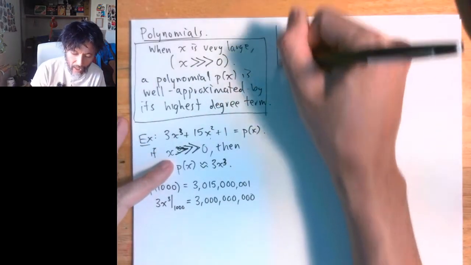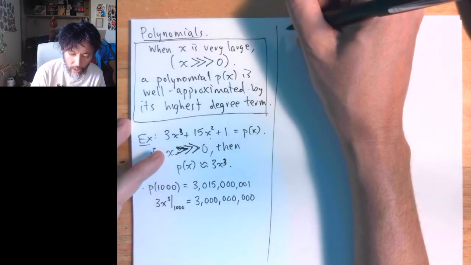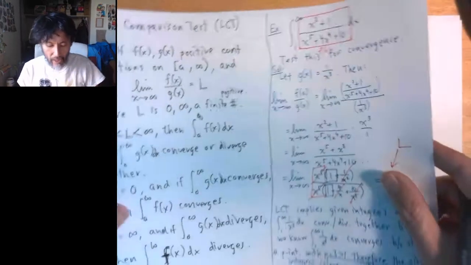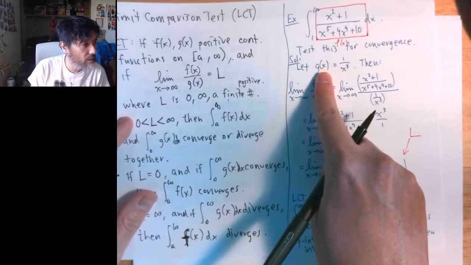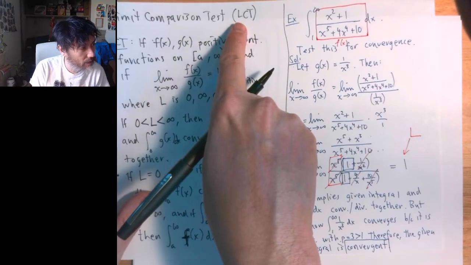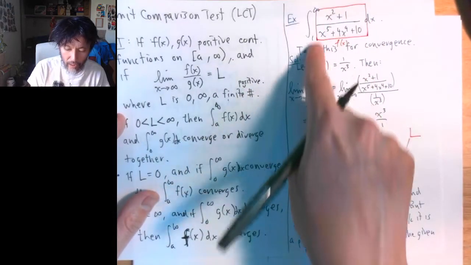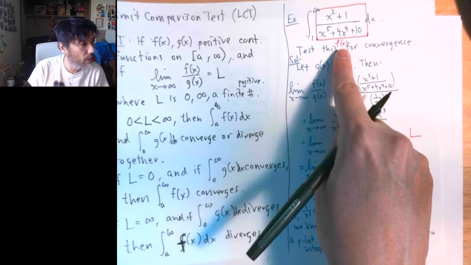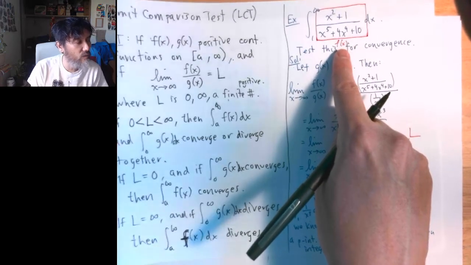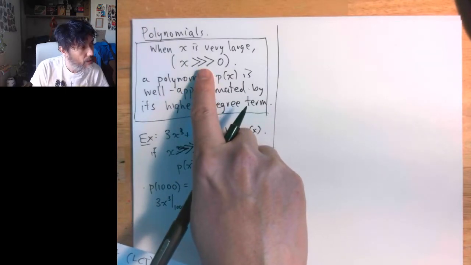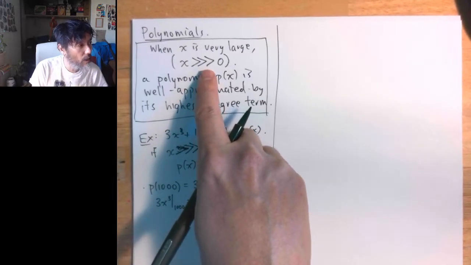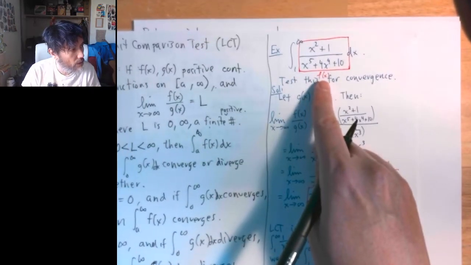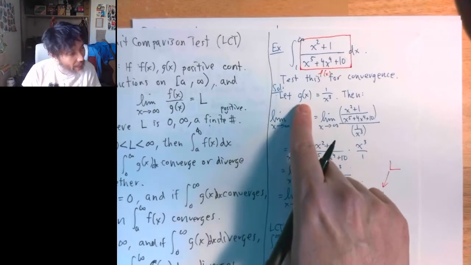The basic idea for how you choose g of x, so let's go back to what we were doing previously. The basic idea for how you choose g of x in the limit comparison test is you look at the integrand that you're given in front of you and you ask yourself, what does this integrand look like when x is very, very large? And if you're able to come up with a nice approximation to f of x when x is very large, you use that approximation as your g of x.